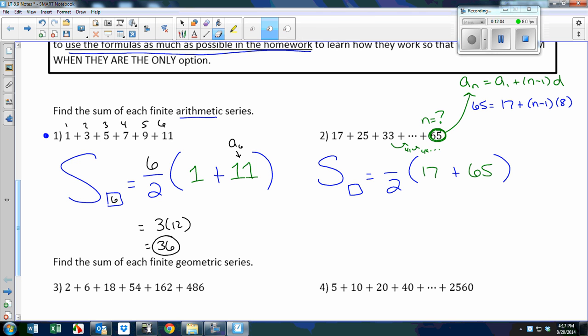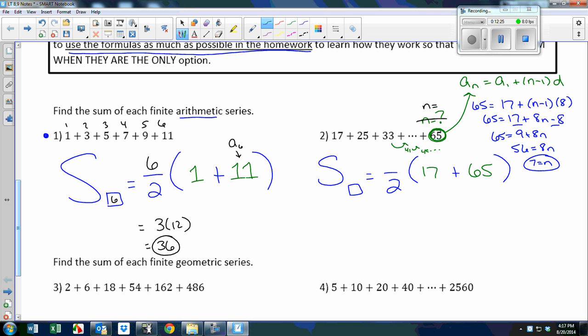So algebra would say distribute the 8, combine the like terms, 17 and negative 8, so you get 65 equals 9 plus 8n. Subtract the 9, divide by 8, n is 7. So now we know the 65 term is the 7th term.